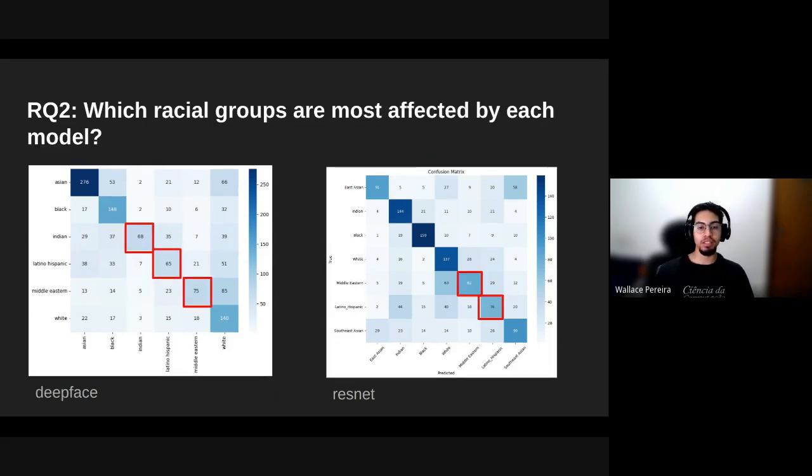The second question is, which racial groups are most affected by each model? Looking at the same confusion matrix, we can see that for Deepface, the most misclassified groups are, in order, Latino Hispanic, Indian, and Middle Eastern. For ResNet 18, the most affected groups are Latino Hispanic and Middle Eastern.